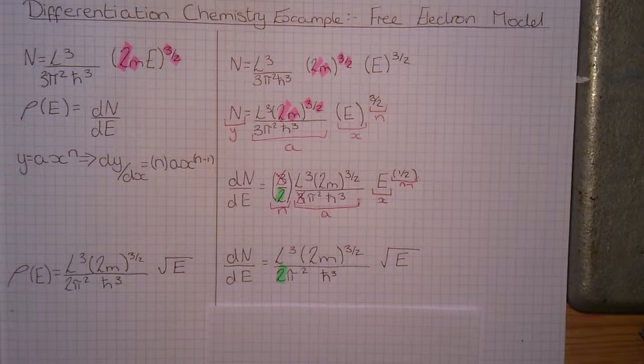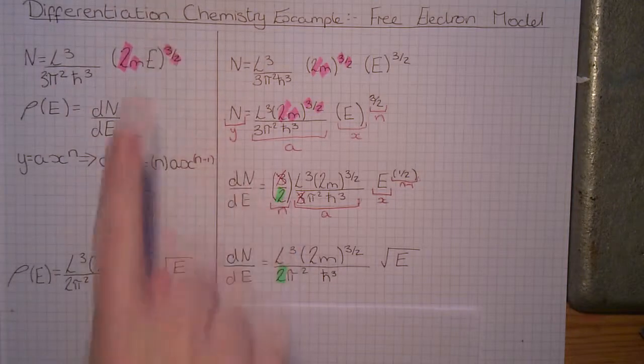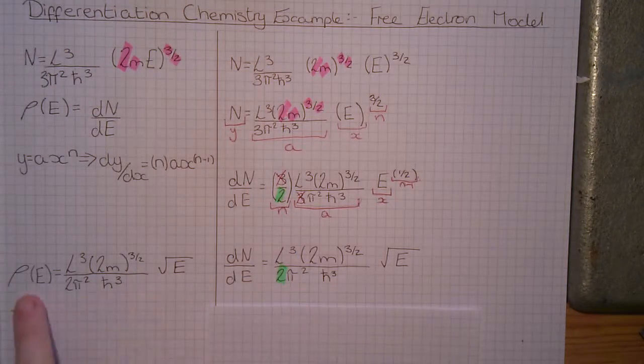And as you can see, we've successfully proven that rho e equals dn by de because our differentiating of this equation has given us the same equation as rho e.